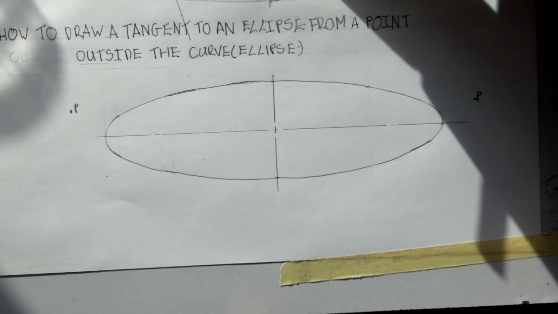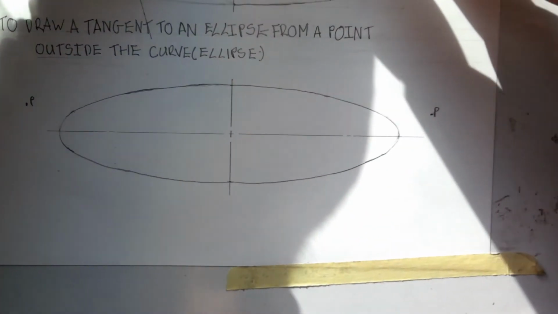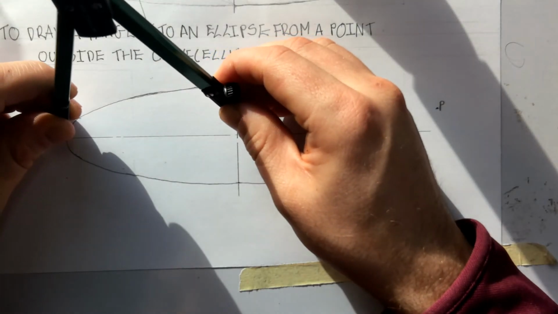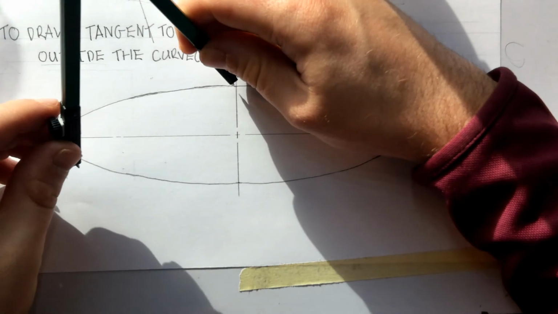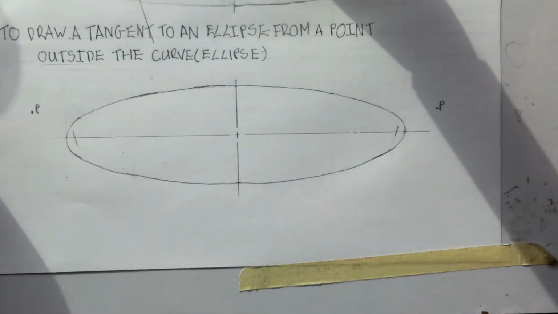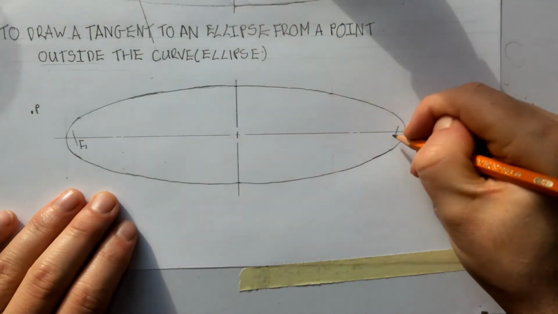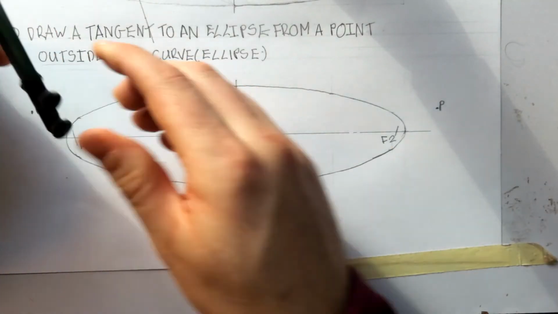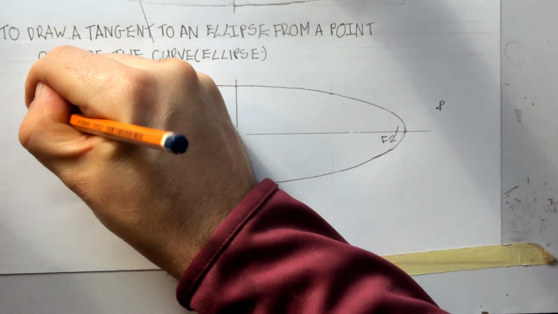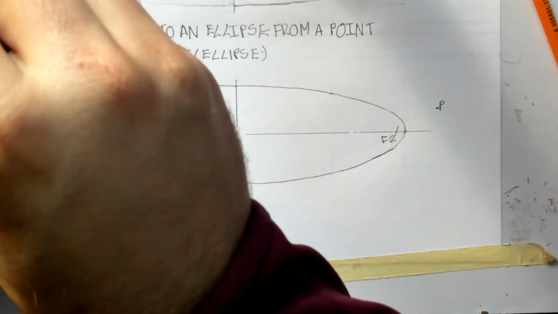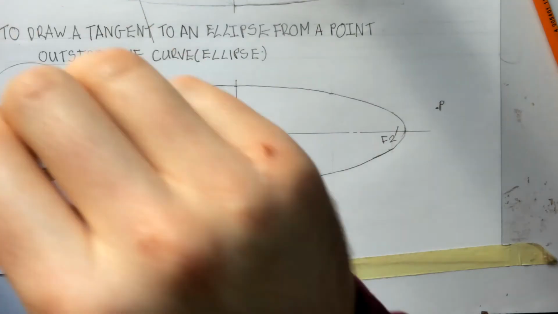So for this one here, you need your focal points again. So take half your major, and swing from the top of your minor. F1, F2. Now, put your compass on the start point of the tangent, where the tangent begins, and bring the nib to the nearest focal, and construct an arc.